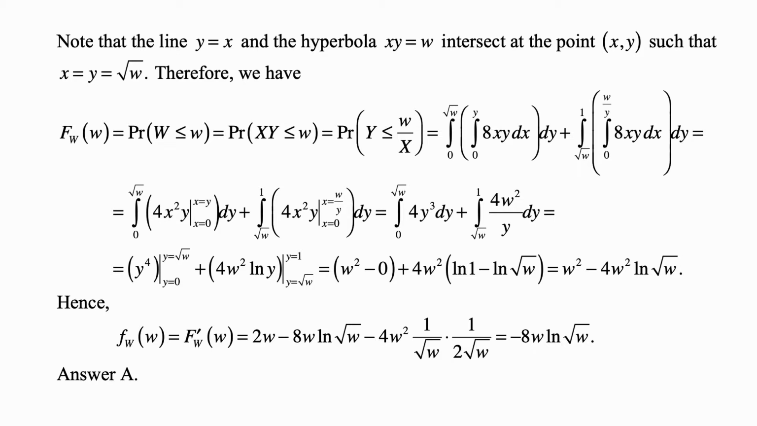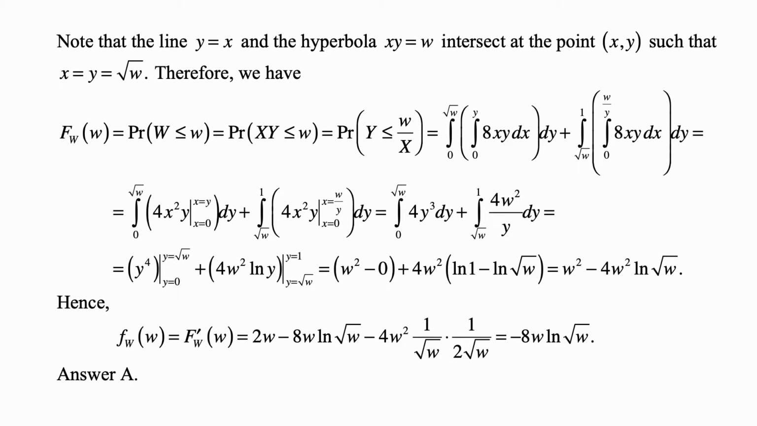And now we just carefully calculate it. The integral of 8xy with respect to x is 4x squared y, evaluated from 0 to y. And then we take the integral from 0 to square root of w of that result with respect to y, plus the integral from square root of w to 1 of, again, 4x squared y, evaluated from x equal to 0 to x equal to w over y.